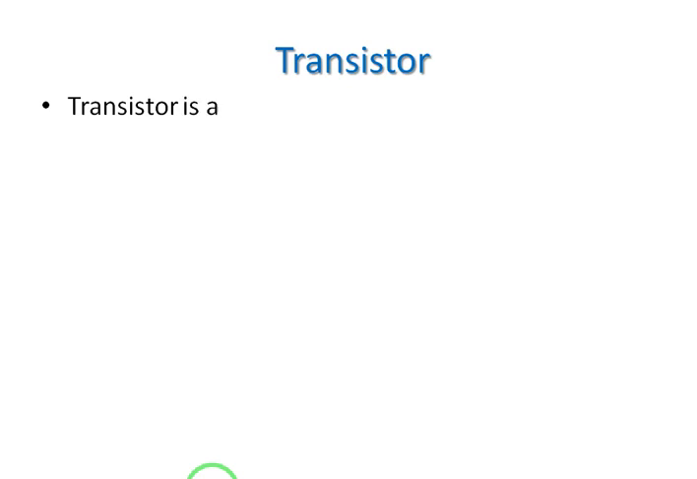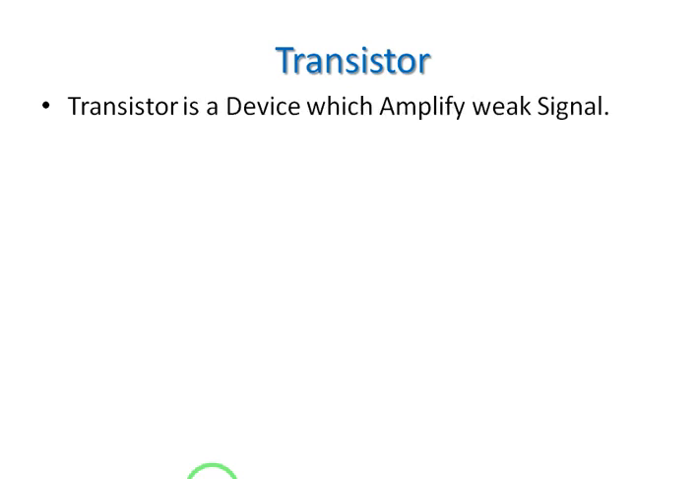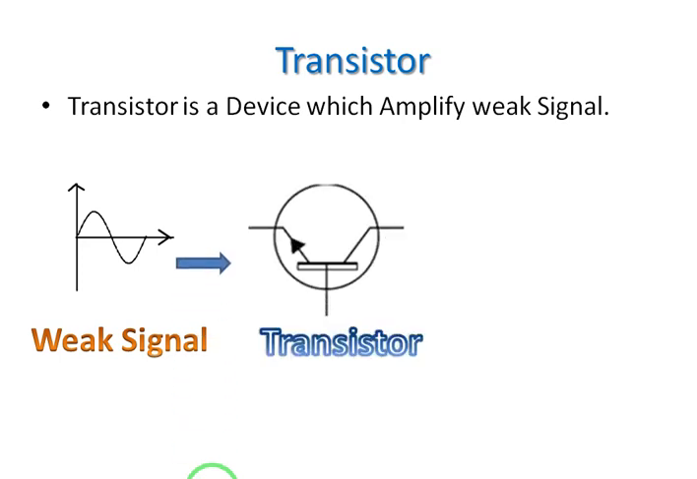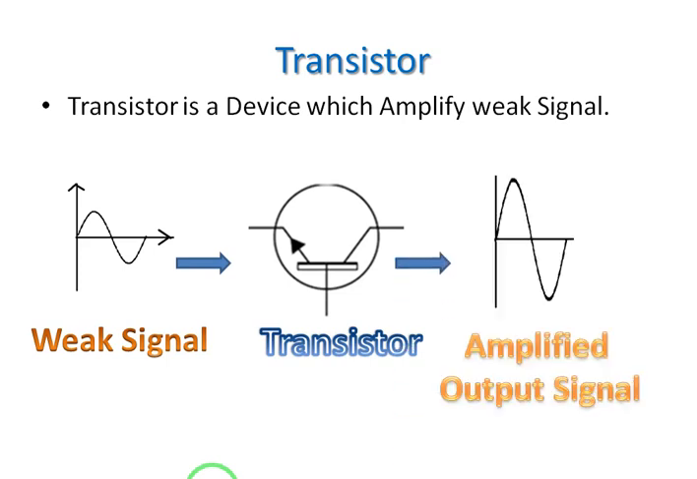A transistor is a device which is used to amplify weak signals. What is this? Consider this signal as a weak signal. My voice is also a weak signal because it can't travel a long distance. After some distance it will get weak due to the attenuation factor. So when we provide this weak signal to a device known as a transistor, what will we get at the output? Obviously, we will get an amplified output signal.